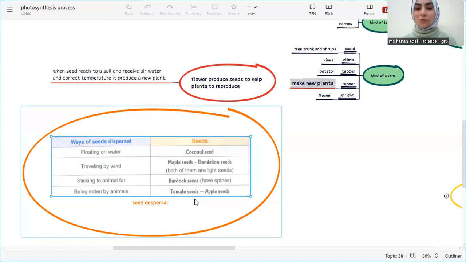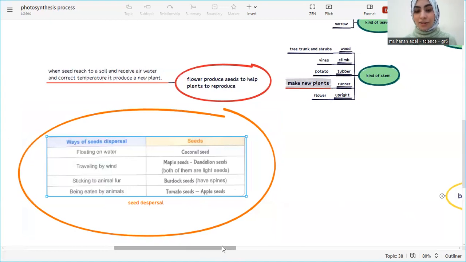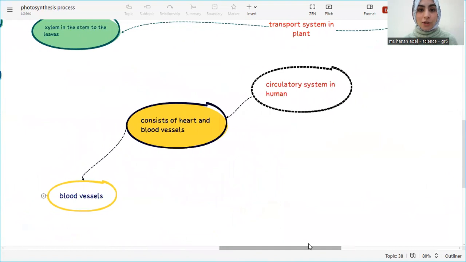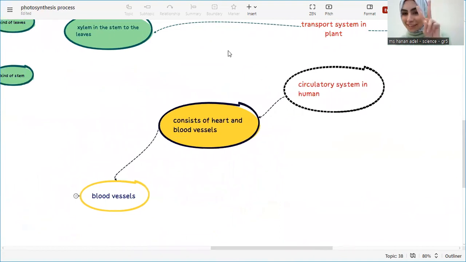This is some example for the seed dispersal. I think this is everything related to the photosynthesis process. So, ready for the second mind map? Oh, you're ready, so be with me.